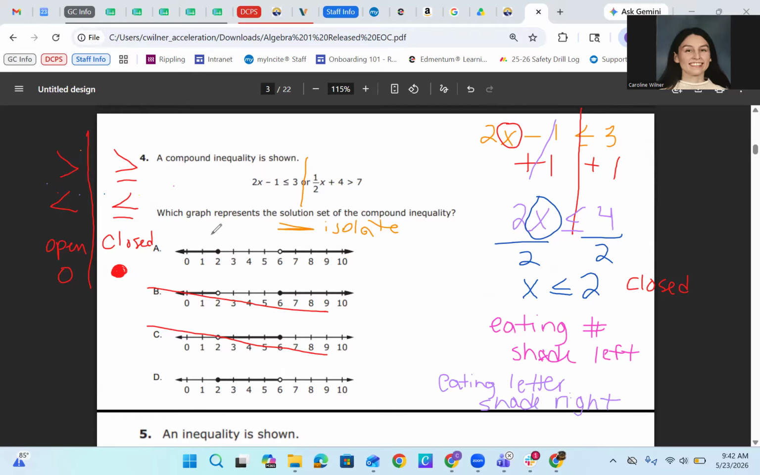When you were in grade school, your teacher probably called your inequality sign a little alligator. Whatever it looks like it's about to munch on, whatever it's open towards, is what it's eating. So with this one, it's eating the number. I want it shaded to the left. So when I look on my number line, you'll notice it's darkened on one of the sides versus the other. Well, to the left of 2, the only one that is shaded in that way is A.